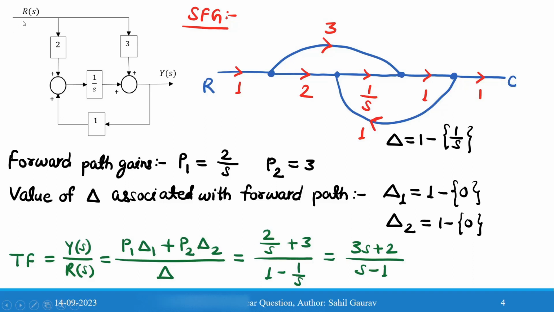Now coming to this problem, R(s) is the input and Y(s) is the output, and these are the gain values 2, 3, 1, 1/s, and these are the summation blocks. First we will convert this block diagram into a signal flow graph. So R we have taken, and this is the gain 1, and this node has two paths coming out. One path has gain 2, another path has gain 3. The path with 2 goes to the summation block, which is represented as a node, and 3 goes to the next node, also a summation block, and in between, 1/s is the gain between the two summation blocks. Again this summation block goes to the output with gain 1, and here a feedback path having gain 1 comes to the summation block.